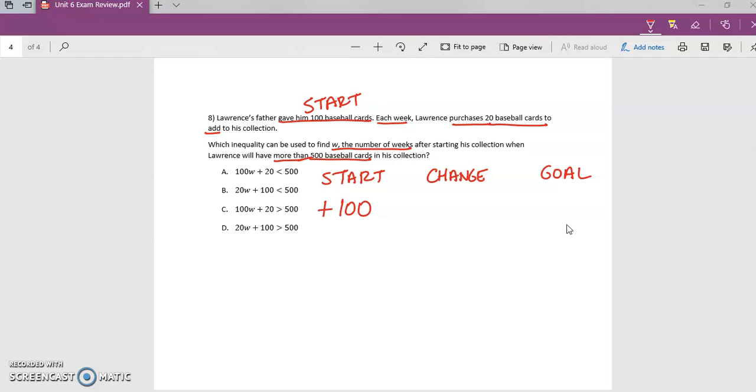And then for the change, it says each week Lawrence purchases 20 baseball cards to add. So every week he's saying, okay, I'm going to add 20 more. So he's adding 20 per week. That's just something he goes out and buys more each and every week. And then my variable that I'm looking for is the number of weeks, and they want that to be represented by the letter W.